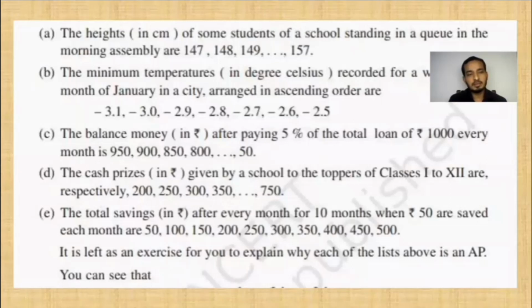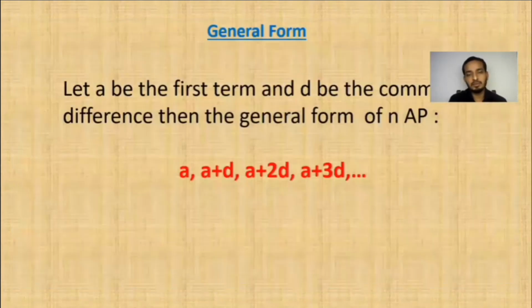We did some example questions to find the common difference, and we also discussed the general form of an arithmetic progression: a, a plus d, a plus 2d, a plus 3d, etc. To get the second term, we add the common difference to the first term. The first term is a, common difference is d, so the second term is a plus d. And the third term is the common difference added to the preceding term, the second term. So a plus d plus d means a plus 2d. So that's the general form of an arithmetic progression.